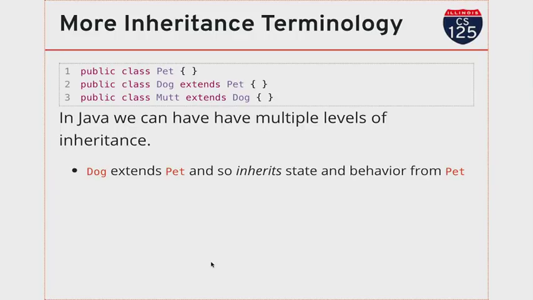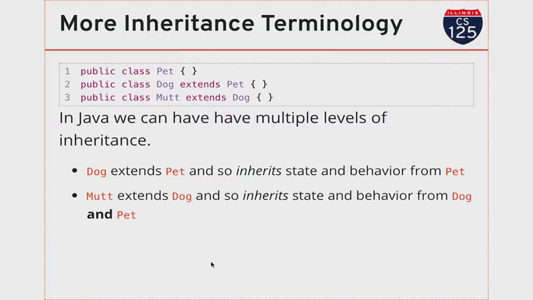Once inheritance starts to span multiple levels, we start to use different keywords. Let me also make sure you understand how this works. So a class inherits all of the state and behavior of all of its ancestors. So dog extends pet, so dog inherits pet's behavior and state. Mutt extends dog, so mutt gets all of dog's state and behavior and all of pet's state and behavior.